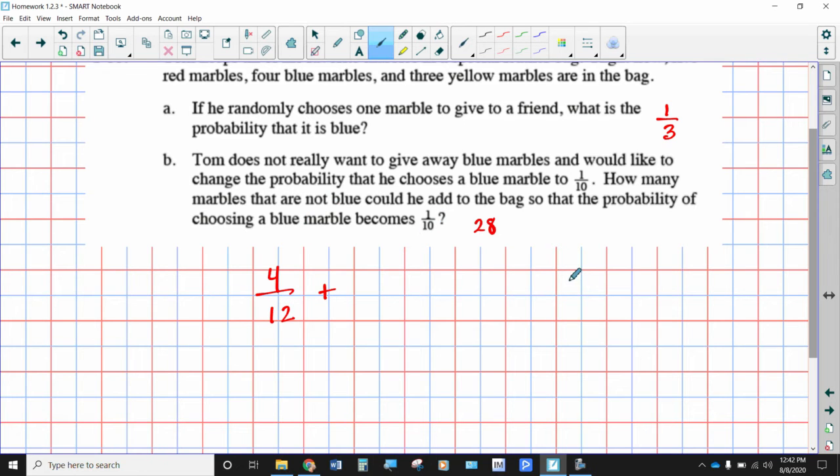So the only way to get a 1/10 ratio is if we have, that would be equivalent to 4/40ths. We have to add 28 marbles with none of them being blue to the bag, so we end up with that 4/40 ratio. So there'll be 40 in there, but only 4 of them are the desired outcomes of blue, and so we would have to add 28 total marbles that were not blue to the bag.